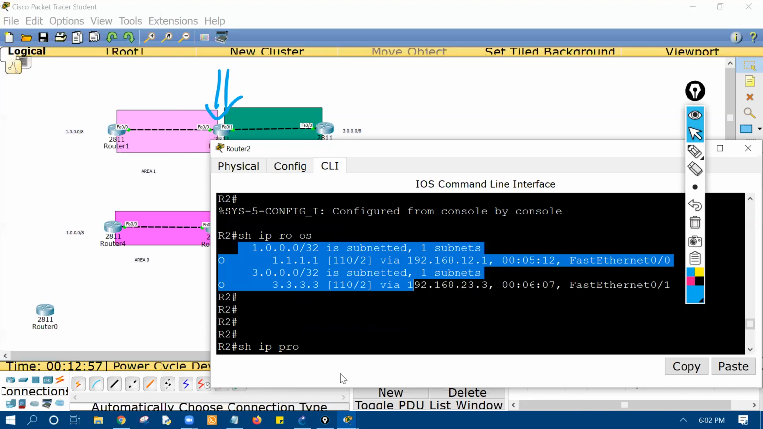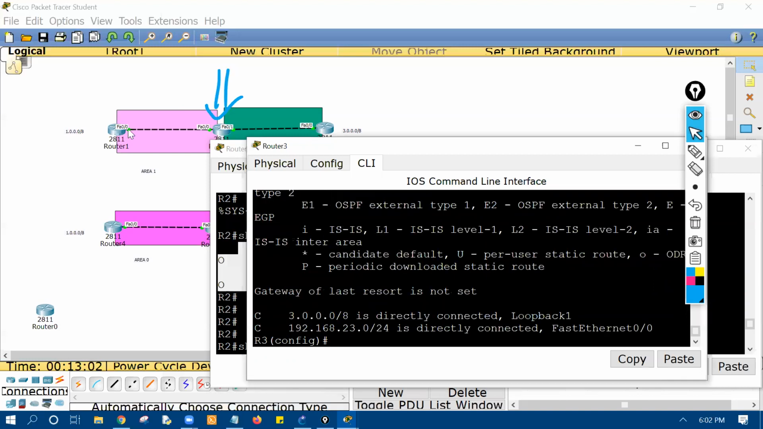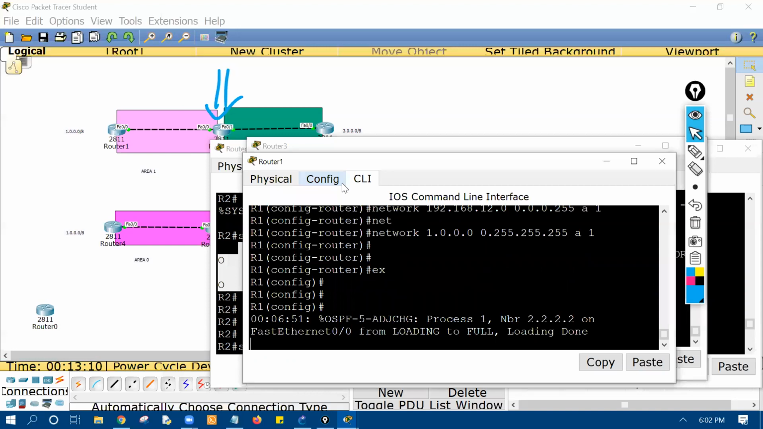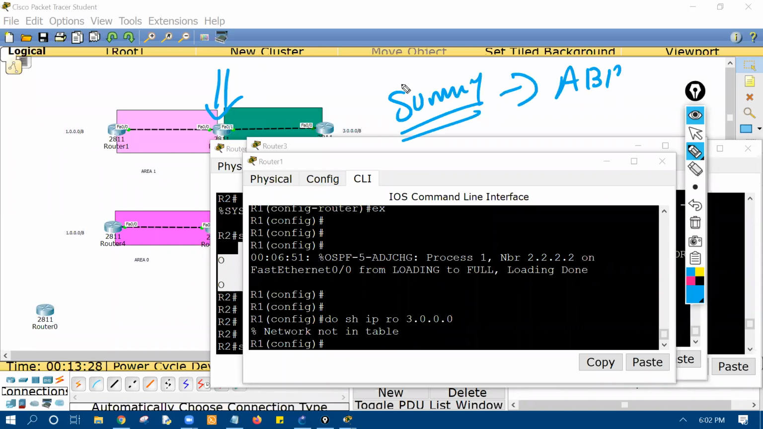If you go on R3 router and check, do show IP route. Do we have any 1.0 information? If you go on R1 now, do we have a 3.0 information? Of course not, because this router is not an ABR. And if this router is not an ABR, how can it exchange the information? Because between the areas only summary information will be exchanged, and summary information is only generated by an ABR. And in this condition, there is no ABR. So no communication will happen between this guy and this guy.